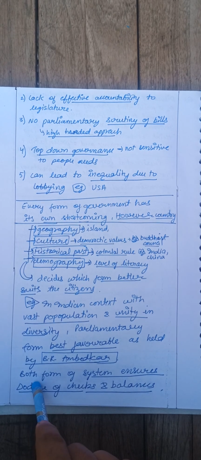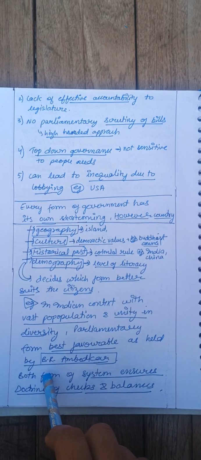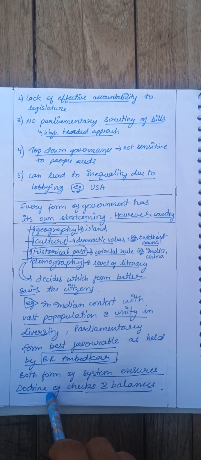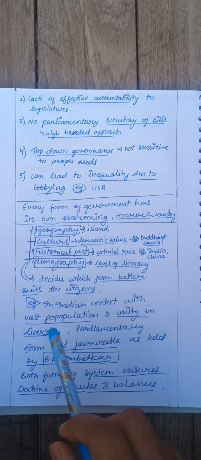And for conclusion we have written two simple lines with a very heavy keyword, that is both forms of system ensure doctrine of checks and balances. That is a very good conclusion in itself.